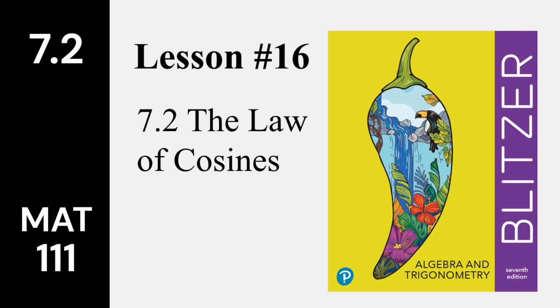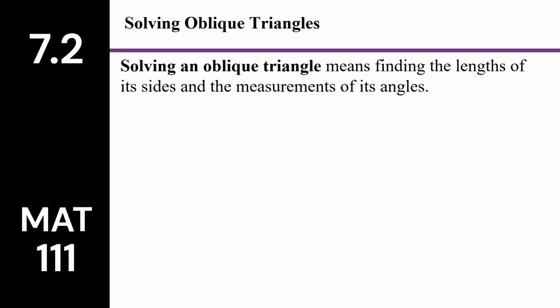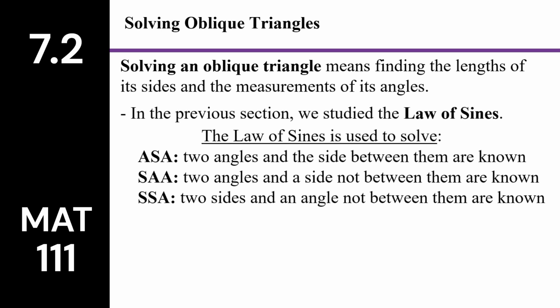Section 7.2, the Law of Cosines. Solving an oblique triangle means finding the lengths of its sides and the measurements of its angles. In the previous section, we studied the law of sines. We used it to solve angle-side-angle and side-angle-angle.